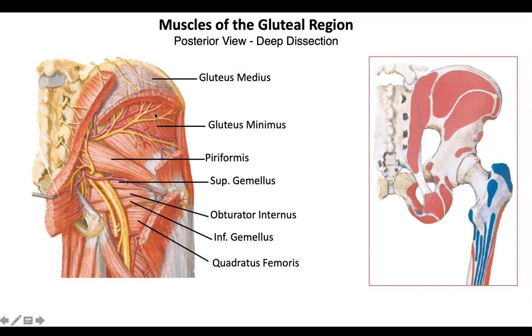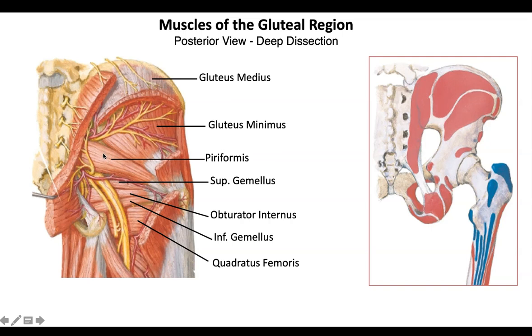The gluteus medius, minimus, and tensor fascia lata are all abductors and medial rotators of the thigh, and they get their nerve supply from the superior gluteal nerve. The gluteus maximus, the largest and most superficial one, gets its nerve supply from the inferior gluteal nerve. So these four muscles make up the superficial layer.